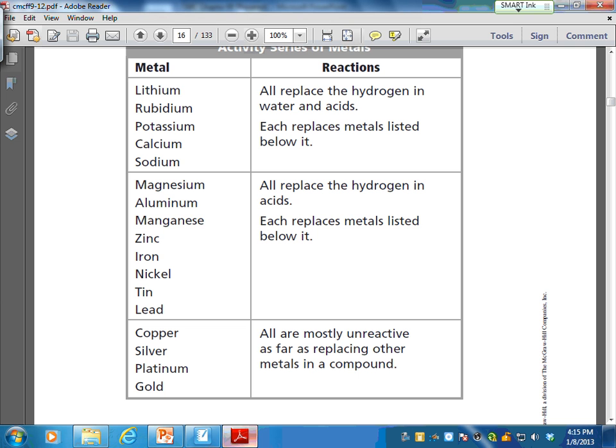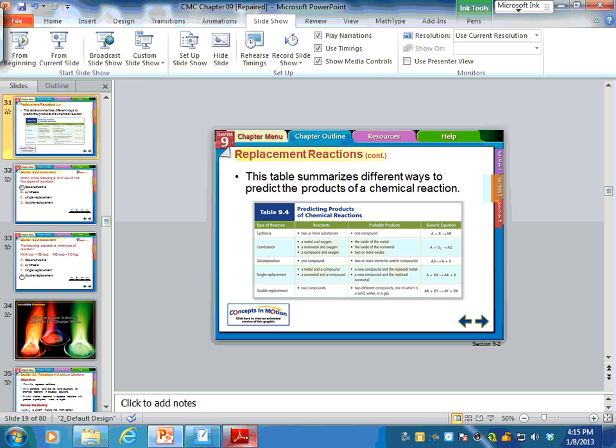There's a nice chart here. I'm going to give you guys a handout. You don't have to write this down. I'm going to give this out to you guys in class, showing the activity series of different metals and how they go. So don't worry about that.